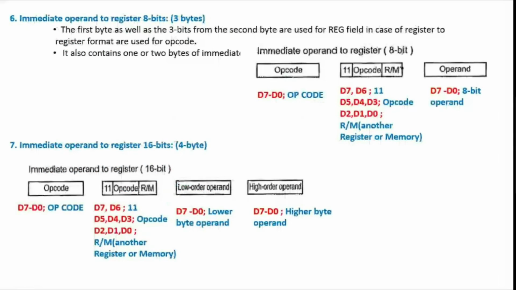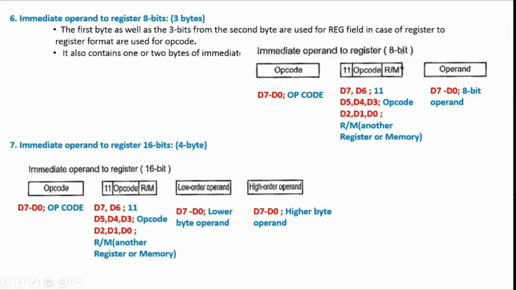Now, there's another type of instruction format which is called immediate operand to register, 8 bits. It's a 3-byte instruction, 1 byte, 2 byte, 3 byte. The first byte as well as the 3 bits from the second byte, which are used for the REG field in case of register to register formats, are used for opcode. Now, see this example. What we saw there, MOD is 11 here. That means I'm doing a register to register operation, and instead of REG I have an opcode here. There's a 3-bit opcode specified here.